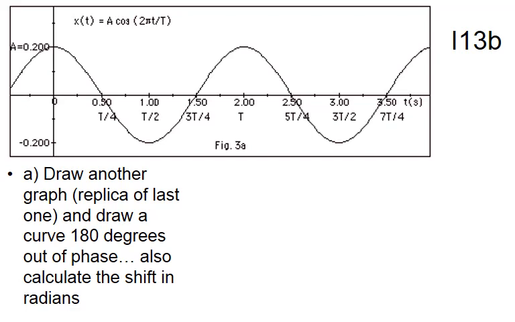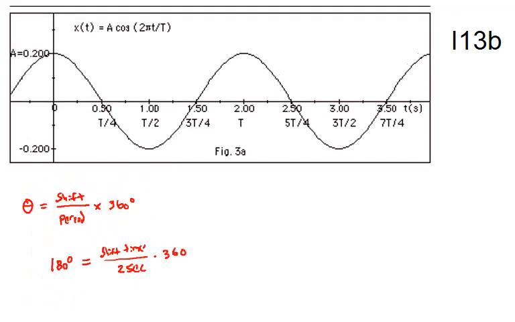So in this one, let's draw another graph of the last one. Draw the original graph here, and then draw one that's 180 degrees out of phase. Then what I want you to do is calculate the shift in radians. So go ahead and draw the original graph, and then draw that 180 degree phase difference on top of that. Then we'll see how you did. Go ahead and pause the clip and give that a shot, and then we'll see how you did.